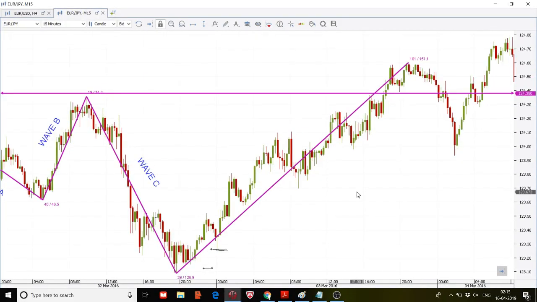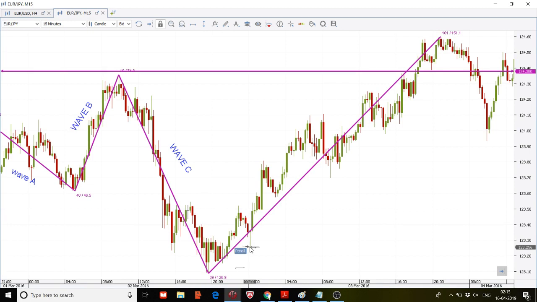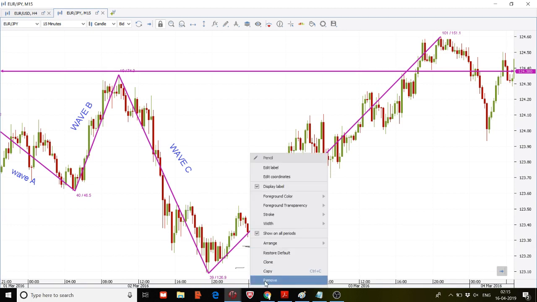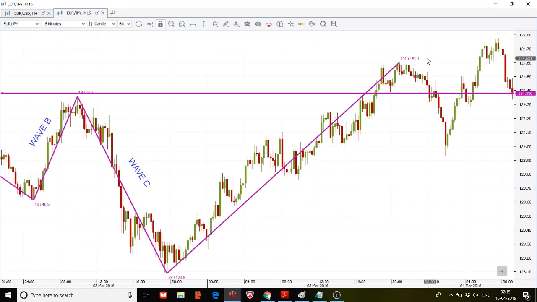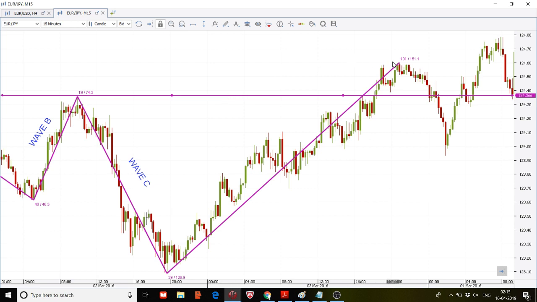So the next thing you can do, as soon as we get a confirmation that this is an expanded flat or irregular structure, and that will be confirmed here, because as per my understanding, the next wave after wave C should be a breakout wave. It should see a breakout from earlier levels, and it has got that breakout here. The range is here, and the swing high is quite above those levels.